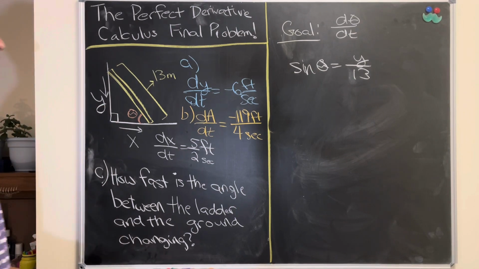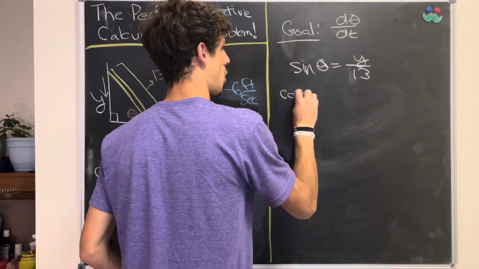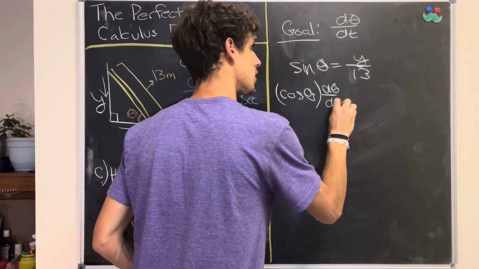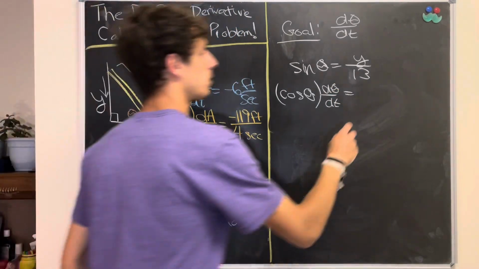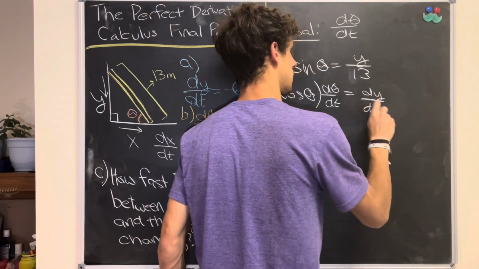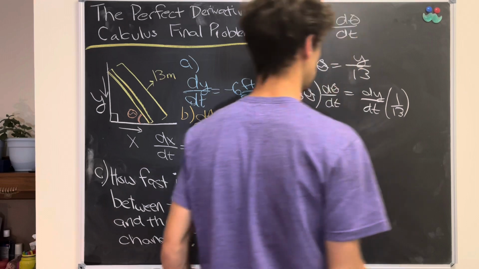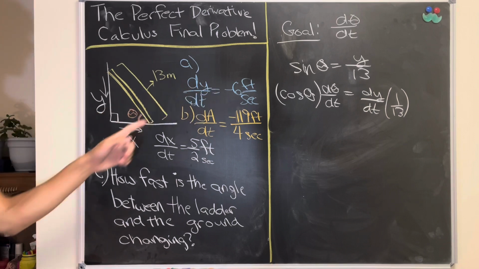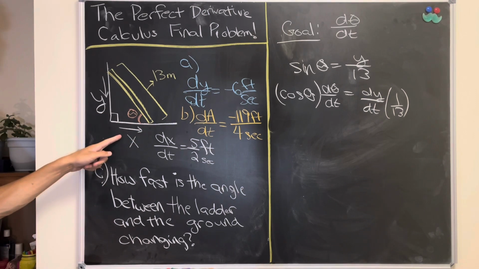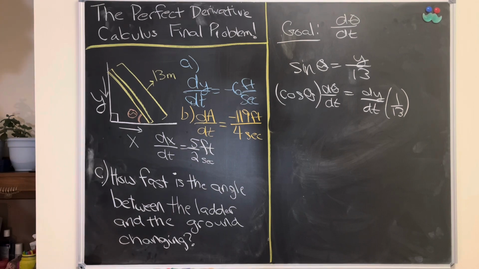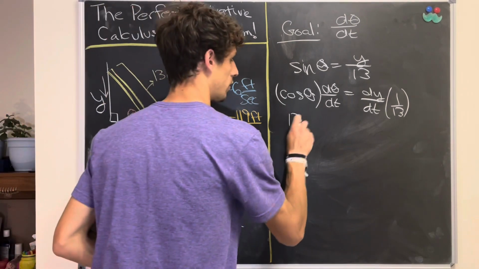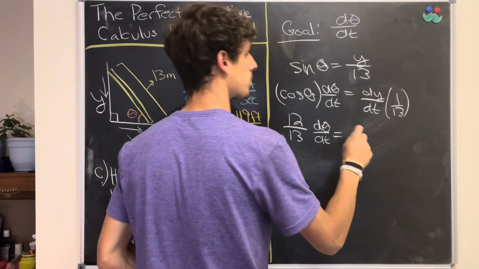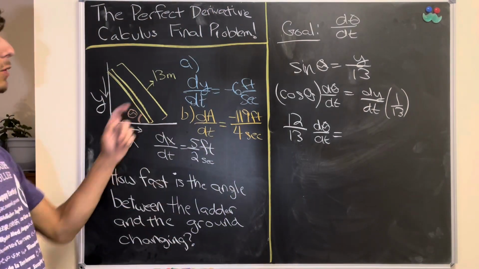So now we can take the derivative of sine theta, so that's cosine theta, but then we also have to attach a d theta over dt, and that's equal to dy dt times 1/13, which is the constant that was attached to y here. But here we have something really nice, because we have cosine theta, but we know what cosine theta is, because the adjacent to theta is x and the hypotenuse is 13. That means that cosine theta is in fact 12 over 13. And then dy dt we have right here, which is -6.